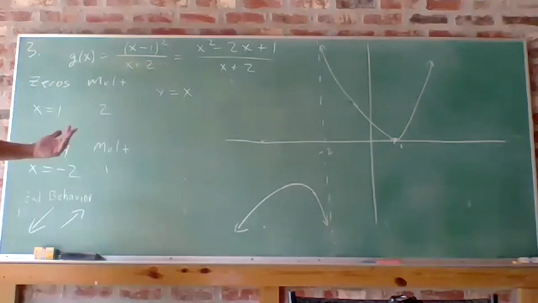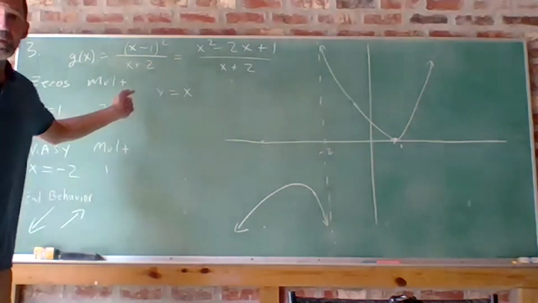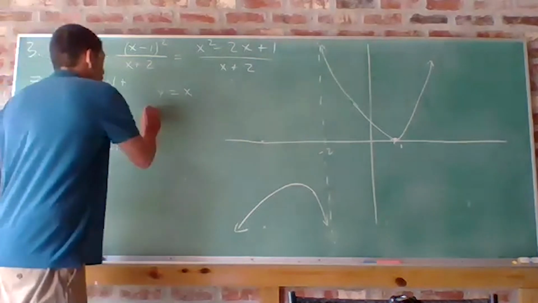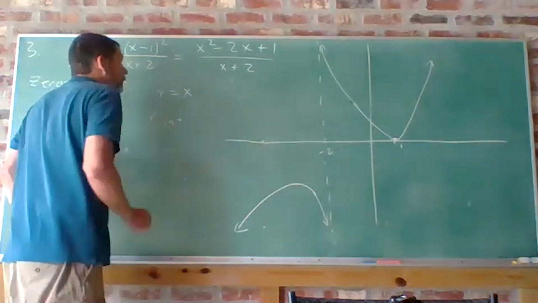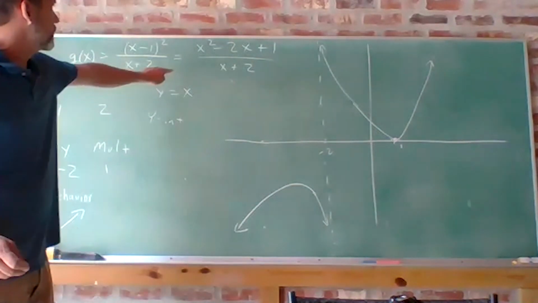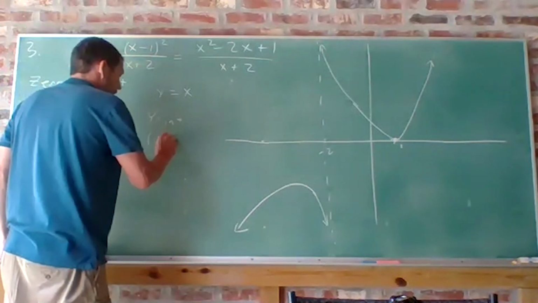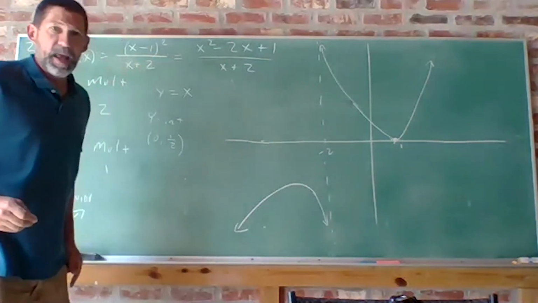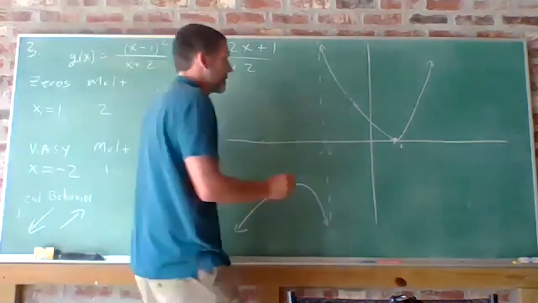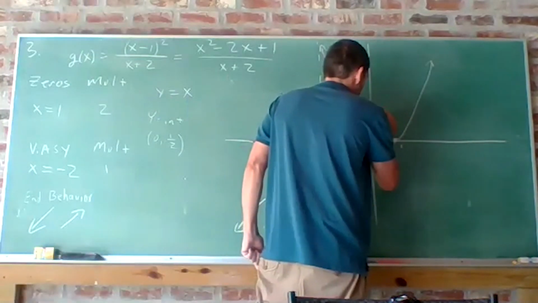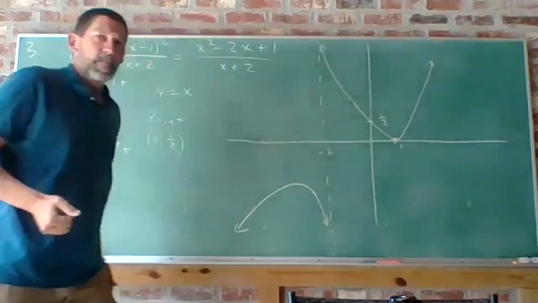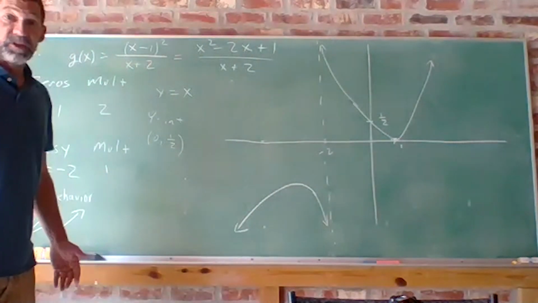Oh, you want the y-intercept? Remember to find the y-intercept, I replaced x with 0. Replace x with 0, we can do that in either of these guys. We get y equal 1/2, so the y-intercept is (0, 1/2). How do I indicate that on my graph? So here's our graph. This is pretty good.